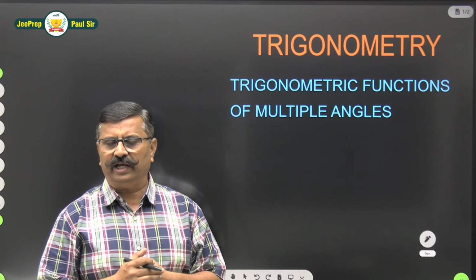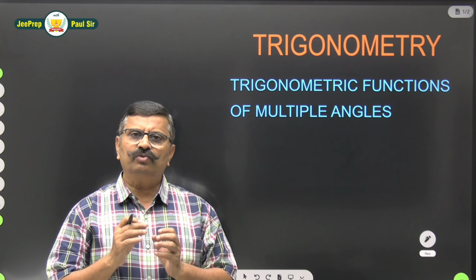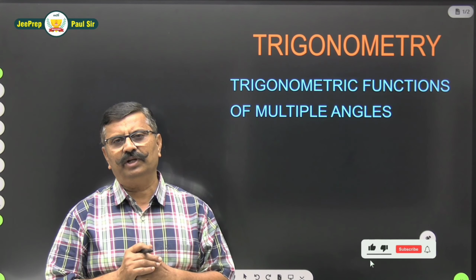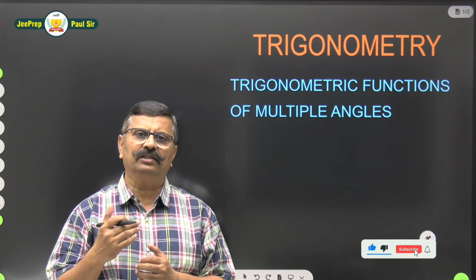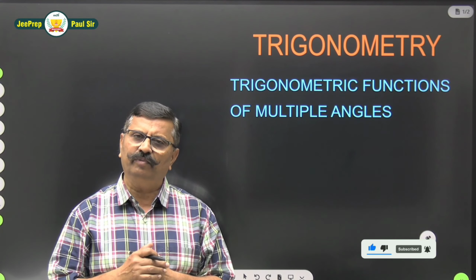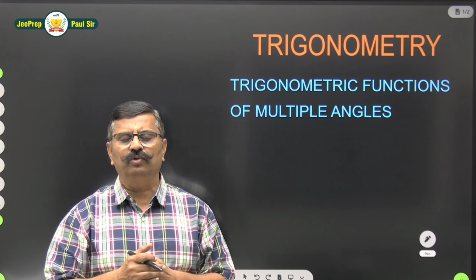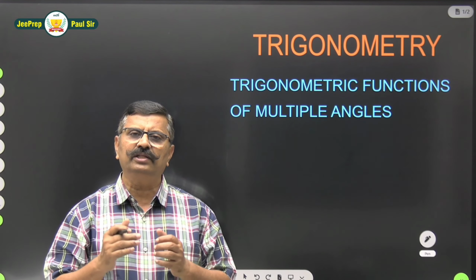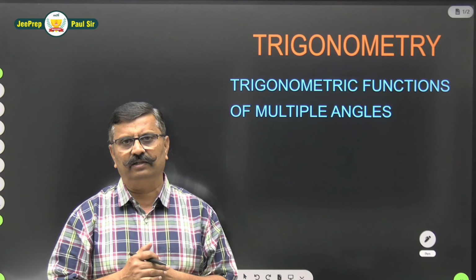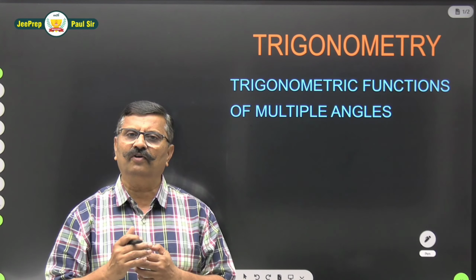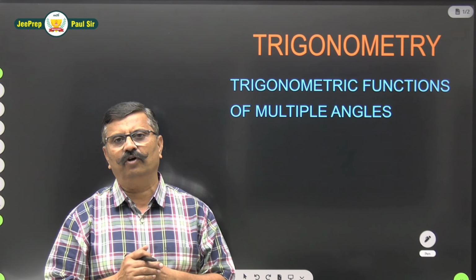Now what are multiple angles? The angles which are integral multiples of angle theta are known as the multiple angles. I mean 2 theta, 3 theta, 4 theta are the multiple angles. But if you have an angle theta by 2 or 3 theta by 2, then these are known as the submultiple angles. So first let us find out the trigonometric functions of 2 theta, the double angle formulas.